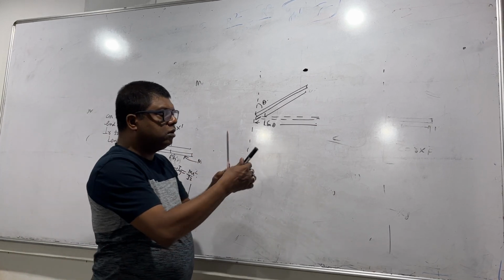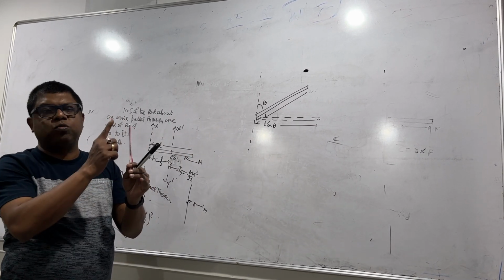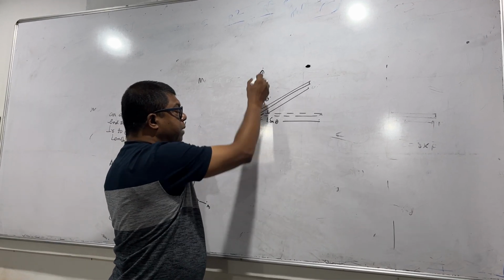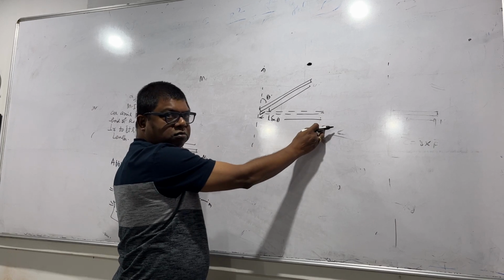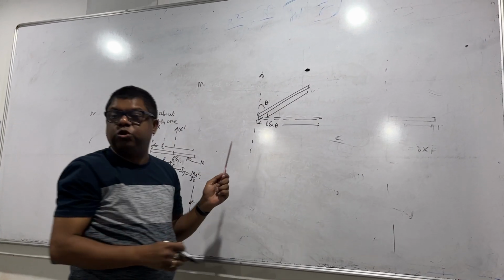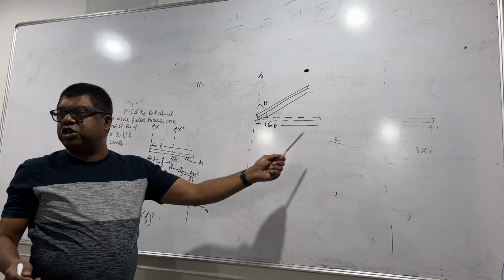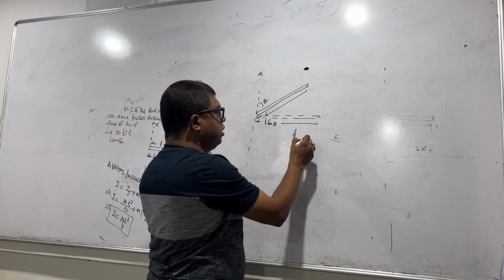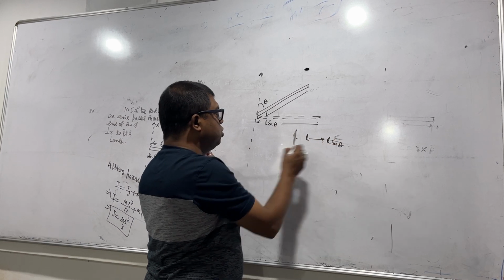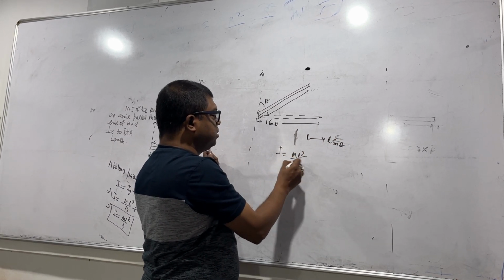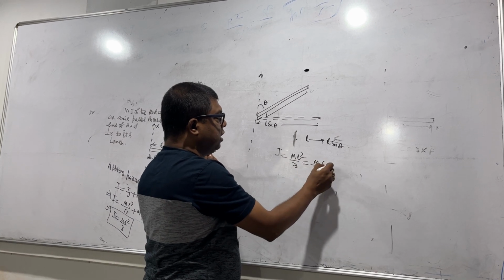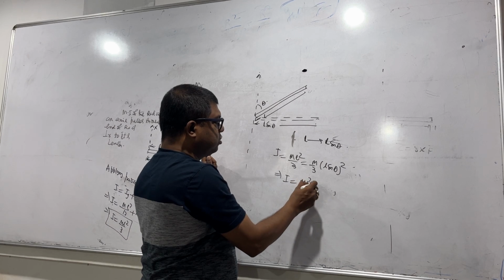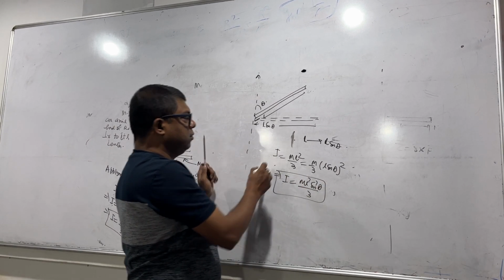So L cos theta has no moment of inertia, but L sin theta is perpendicular: the axis passes through one end of the rod and is perpendicular to its length. So its moment of inertia is ML square by 3, and instead of L we can write L sin theta. So I is equal to M by 3 into L sin theta the whole square. So I is equal to M L square sin square theta by 3.